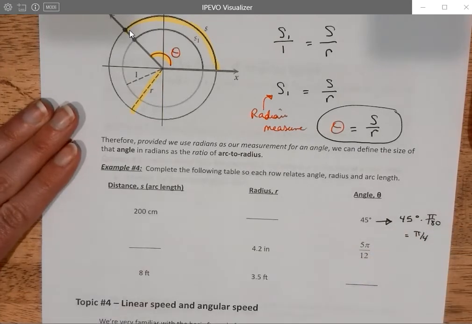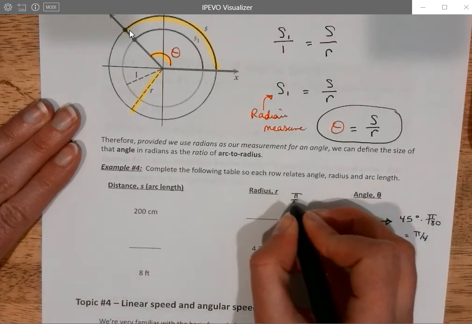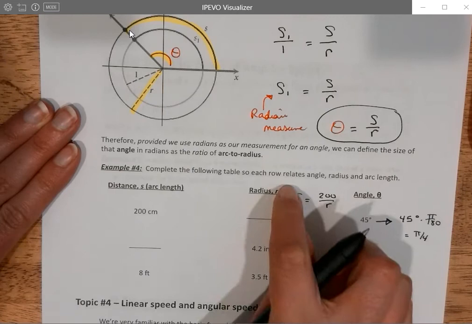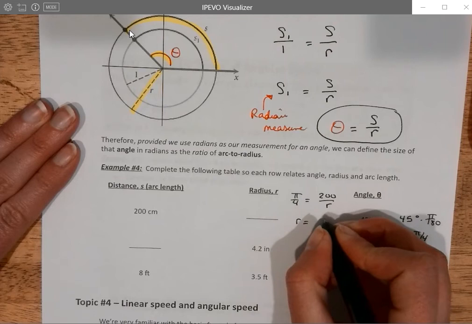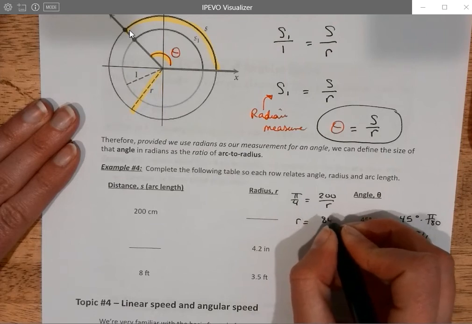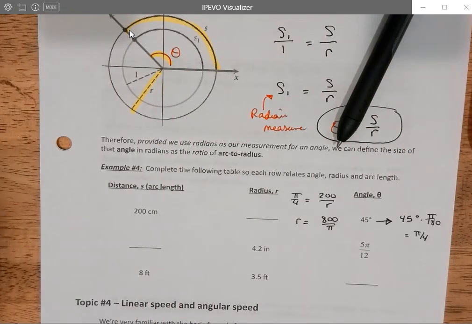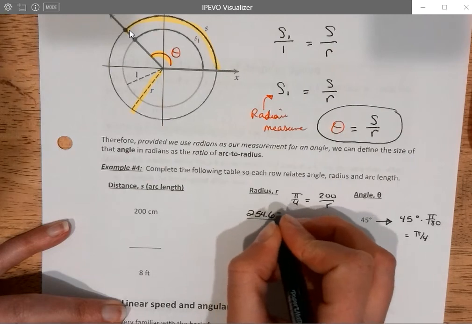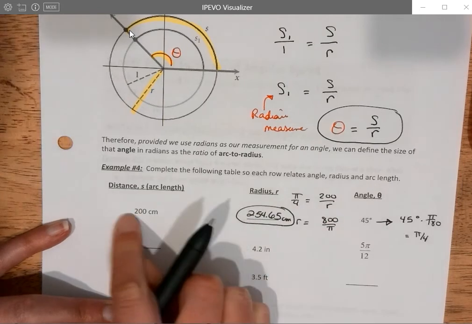Then, to compute the radius, we know that the angle, pi fourths, is equal to S, which is 200, divided by R. So if I multiply the R over and divide the pi fourths over, we'll be able to compute the radius. So the radius is equal to 200 times 4, that's 800, divided by pi. If I approximate that division, 800 divided by pi is approximately 254.65. That would be the approximate radius in centimeters, since I do have units on the distance over here.